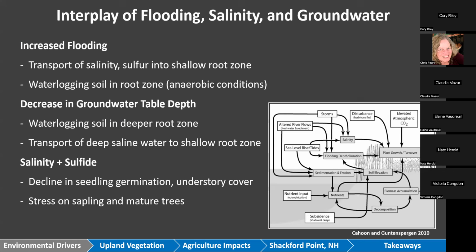And the third one, which I don't think a lot of people think about, which I did not think about until I did this literature review, was the decrease in the groundwater table depth. We don't see it, we don't recognize it. It might be hard to notice in the field, but really this is causing greater waterlogging in this deeper root zone. And which I'll show in a little bit, it actually might be the mechanism that transports this deep saline water into that shallow root zone of trees and forests.